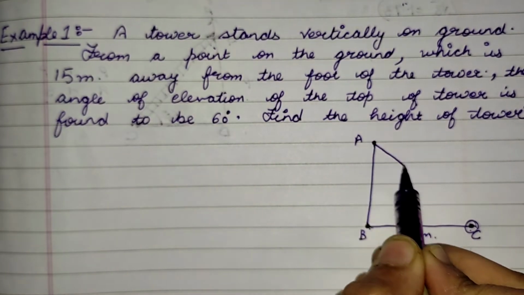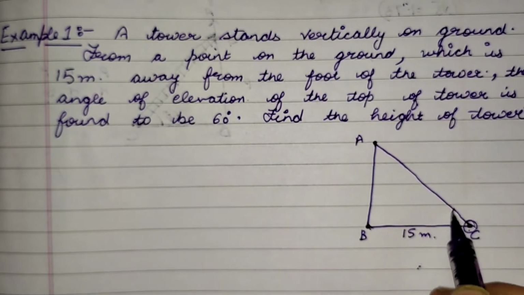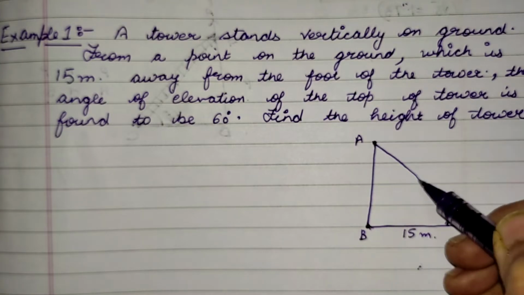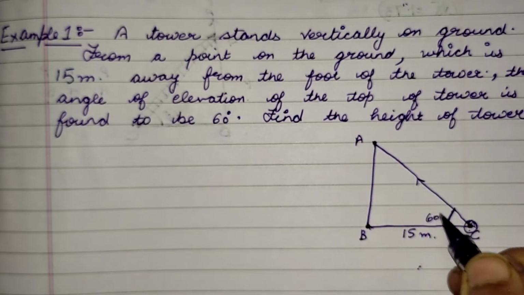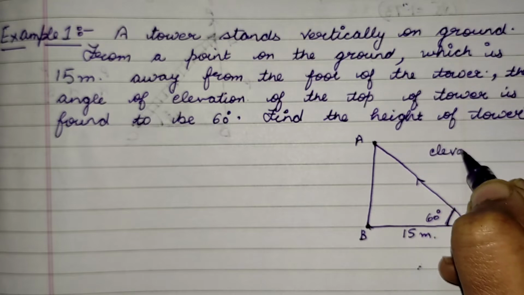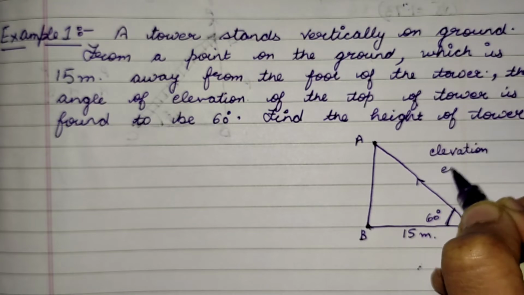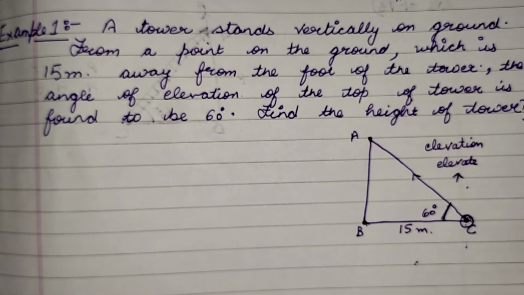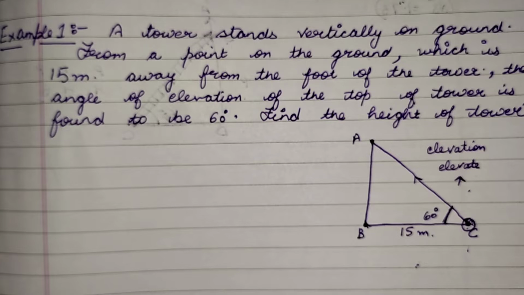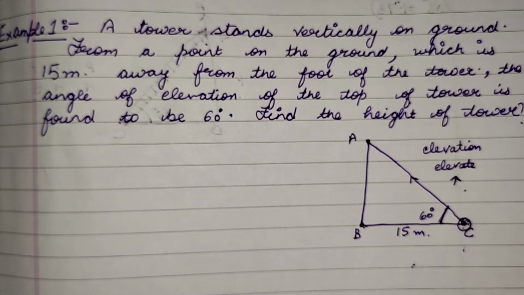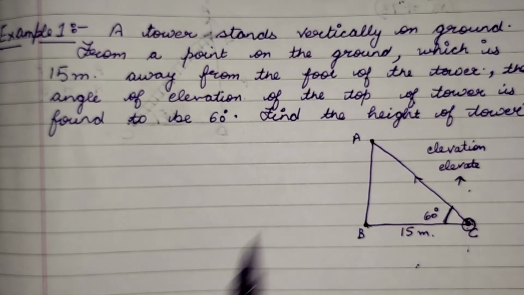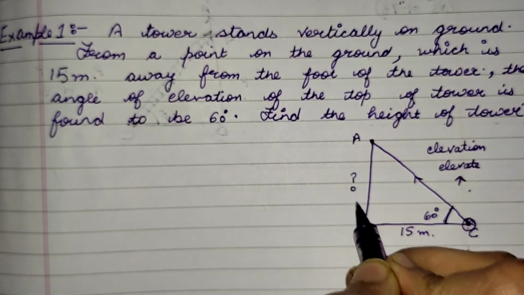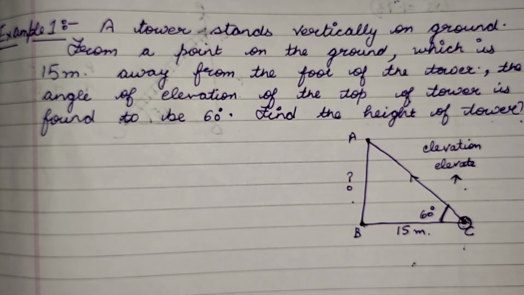So what is the angle of elevation? I have told you, the angle of elevation is the angle which is formed when we are seeing from the bottom to the top. Elevation means to elevate something, to increase something. So when we see from bottom to top, we are increasing our eyesight, right? So what do I have to find out? I have to find out the height of the tower.